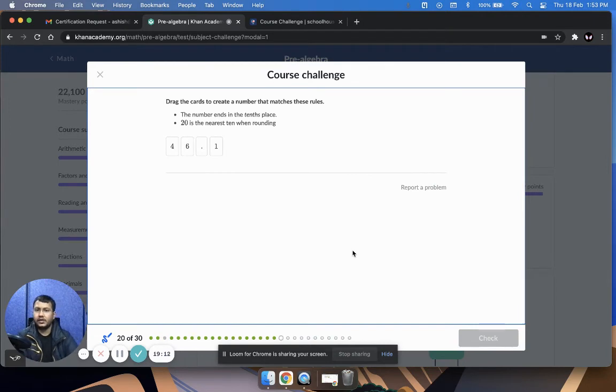Next. Arrange the cards to create a number that matches these rules. The number ends in the 10th place.